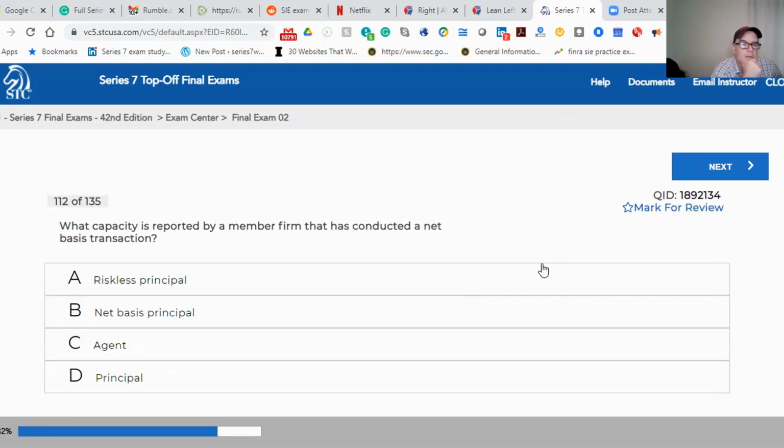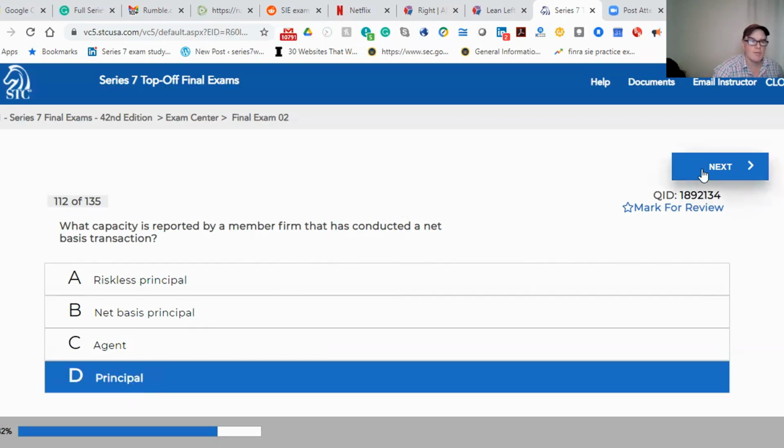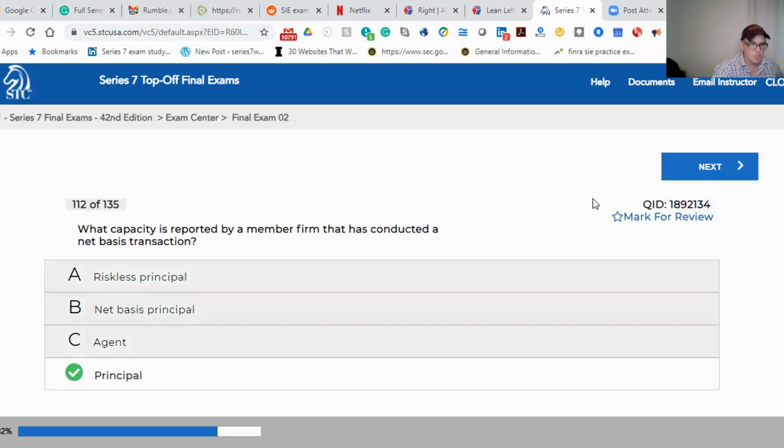What capacity is reported by a member that it conducted a net basis transaction? I've never heard of a net basis principal. They could be idiots and do that, but it's a principal because it's not risk. It's not really risk as principal. Okay. It's principal because you're buying it and then selling it and you're not disclosing.